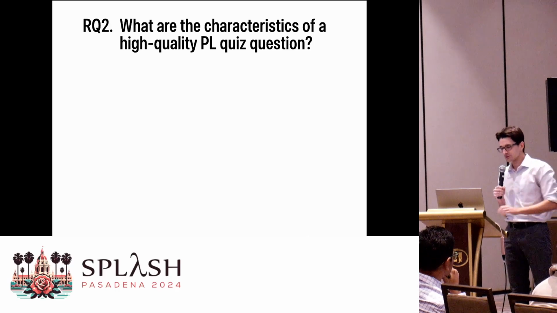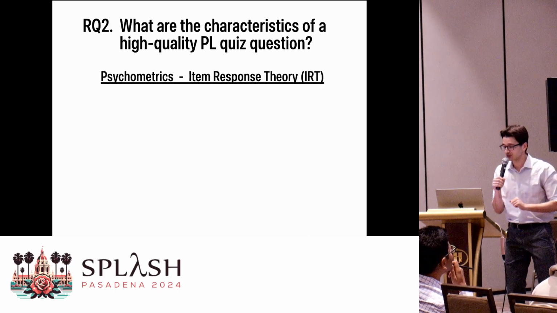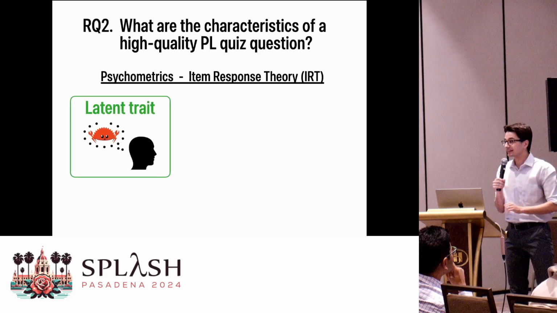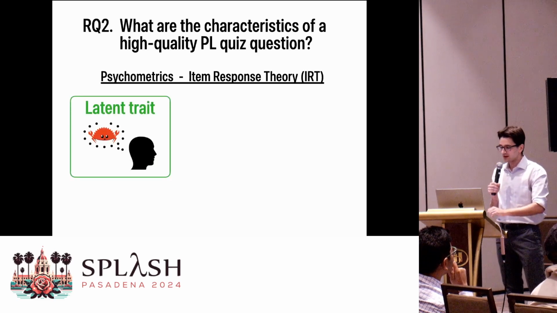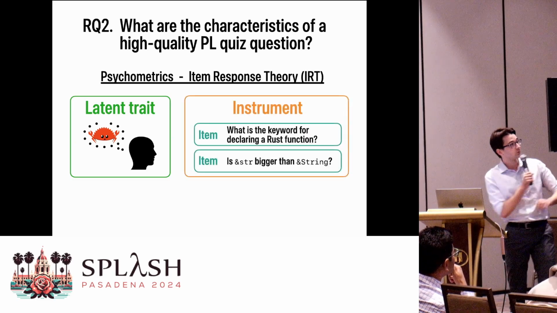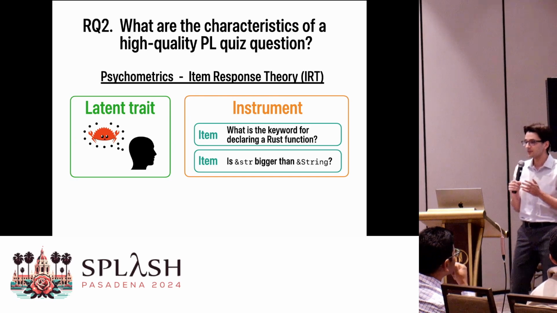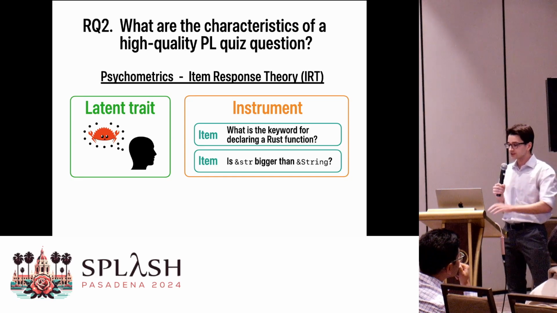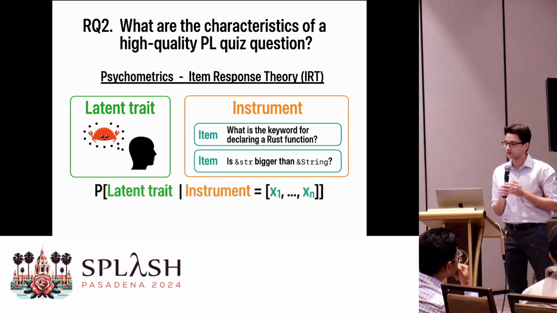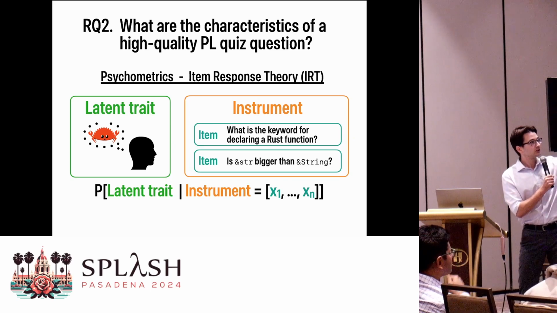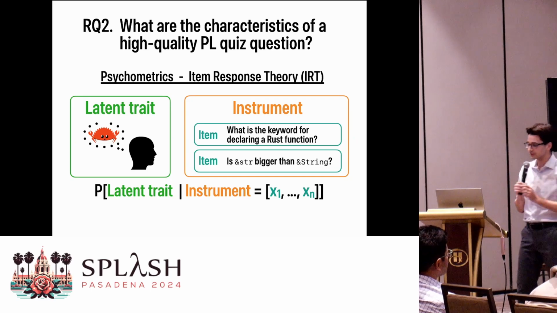There's a whole bunch of science for this, called psychometrics, specifically item response theory. So in IRT, the goal is to measure what's called a latent trait in a person, such as, say, someone's understanding of Rust. To measure that trait, we use a test, or an instrument, which contains a series of questions, or items. Item response theory defines different models of the following construct: the probability of a latent trait in a person conditioned on their answers to the instrument.